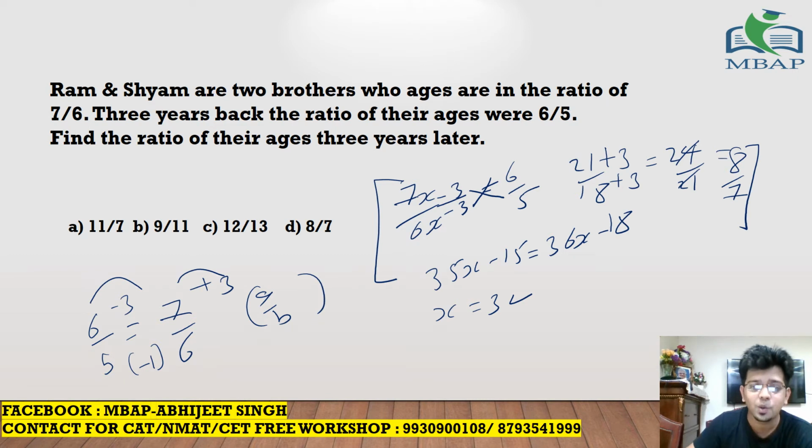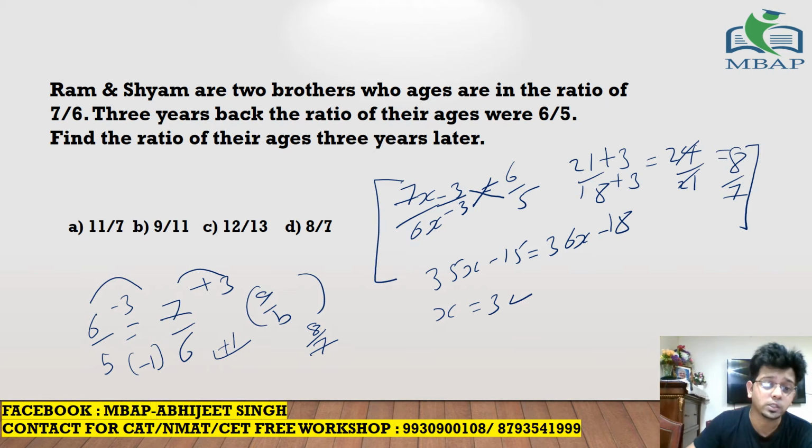So the question is, what if you go 3 years ahead? The answer is also very simple. You could increase the value by 1, and you get the answer as 8 by 7. It's exactly the same as what you had.